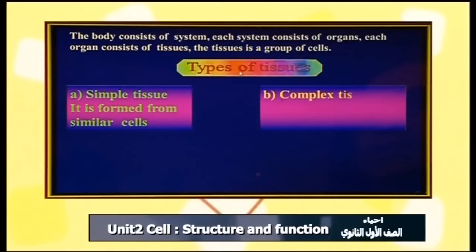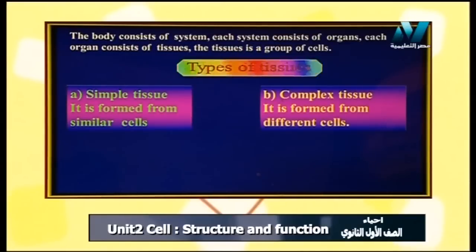But the living organisms are divided into two types, unicellular and multicellular. In unicellular, the body consists of one cell, but in multicellular, the body consists of systems. Each system consists of organs. Each organ consists of tissues. The tissue is the group of cells.